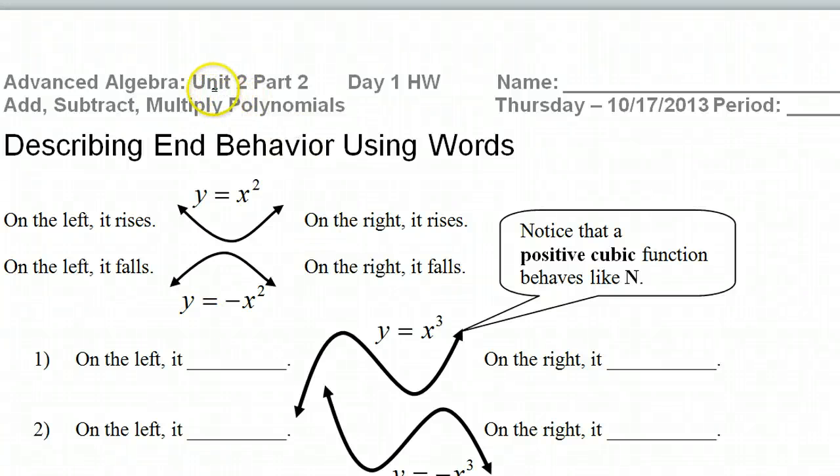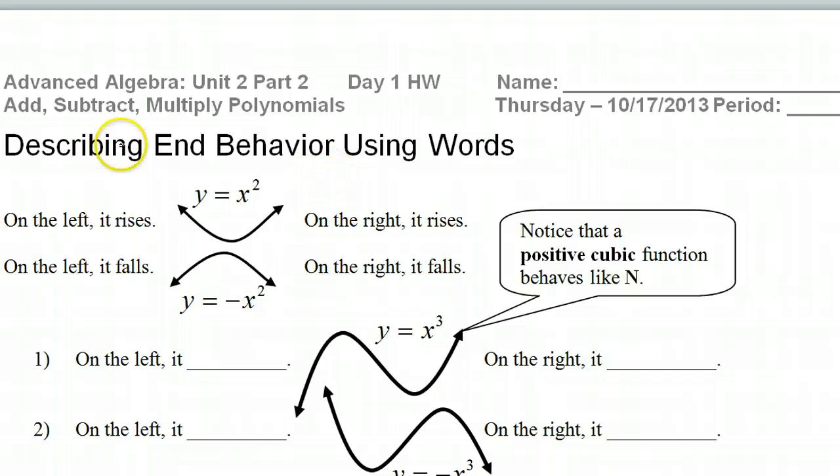Alright, today we begin Unit 2, Part 2. We're still working with polynomials, but we are taking polynomials to the next level. Up until now, we've been working almost exclusively with x squared, quadratic, but now we're going to deal with cubic, quartic, quintic, and what have you.